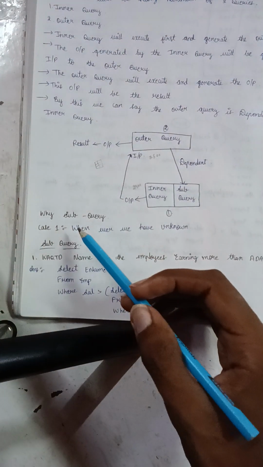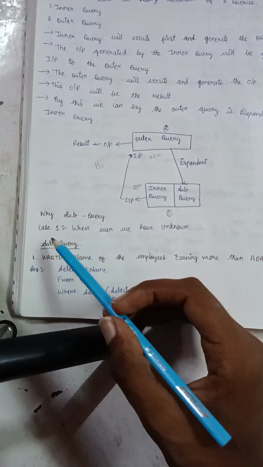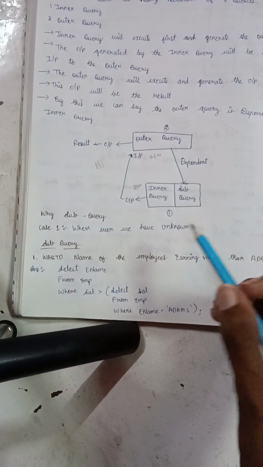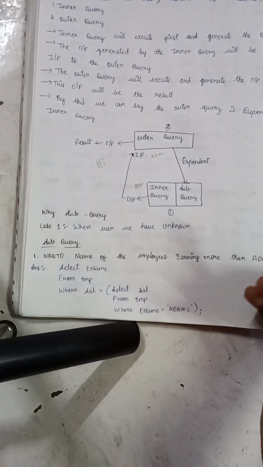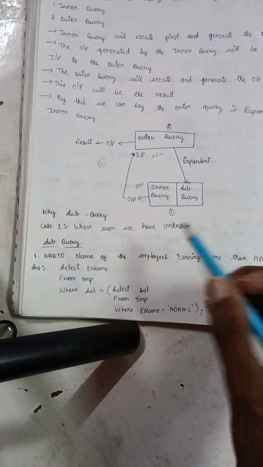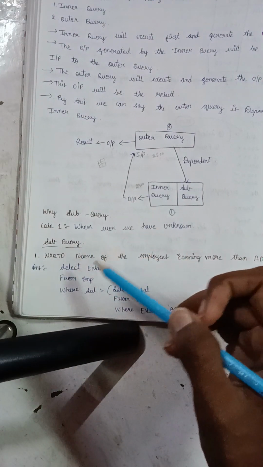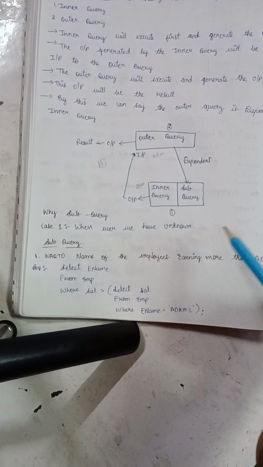So here we will have some cases. Why subquery? Case 1, whenever we have an unknown. Suppose we don't know the salary of someone. That is known as an unknown. So whenever we have an unknown, we use the subquery. It is one of the cases.